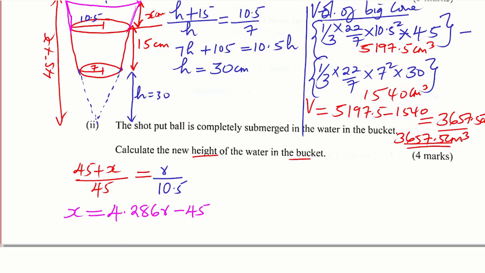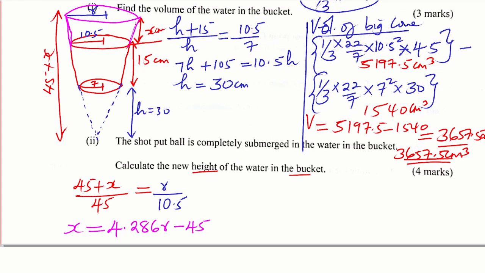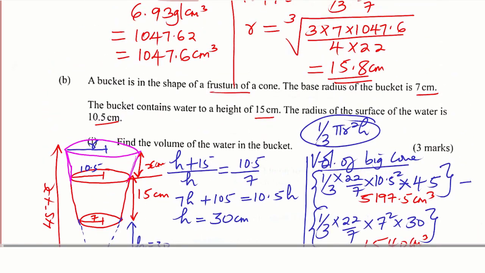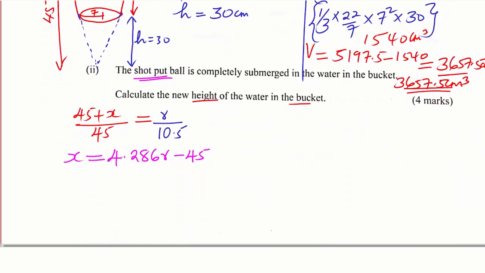So now, having this expression for x, we shall use it, and it will help us to get the new height of the water in the bucket. So how do we get this? Already we know the volume of the shot put. The volume of the shot put is known, and it is here, 1047.6. We can round that off.